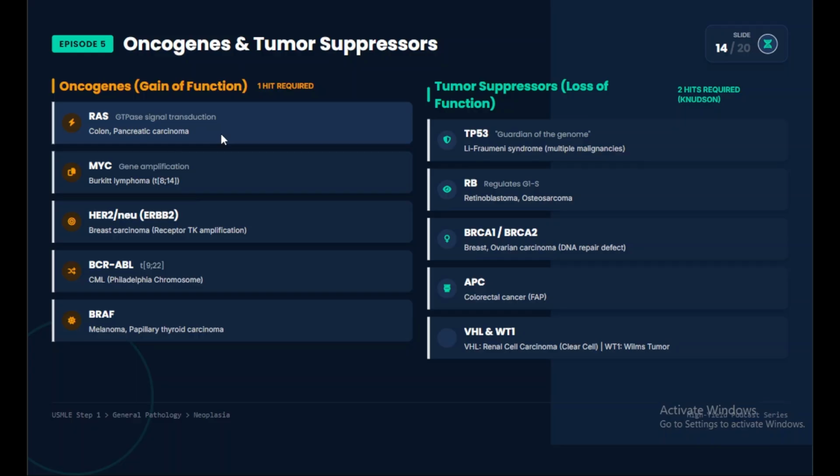The first one is TP53, the guardian of the genome and DNA damage checkpoint. The cancer example would be Li-Fraumeni syndrome, with multiple malignancies. The other one is the retinoblastoma RB gene. It regulates the G1 to S checkpoint, and it causes retinoblastoma and osteosarcoma.